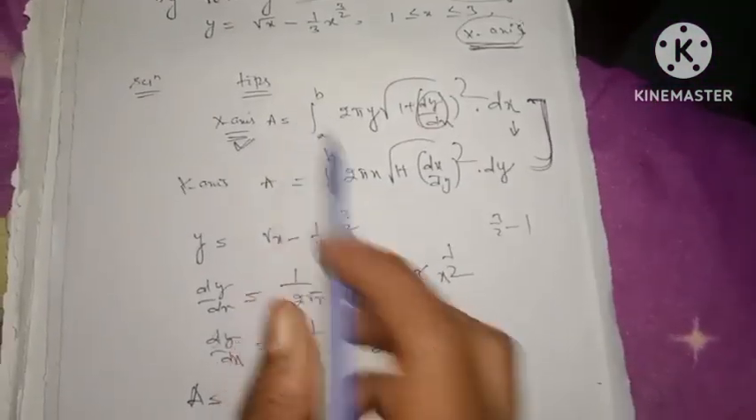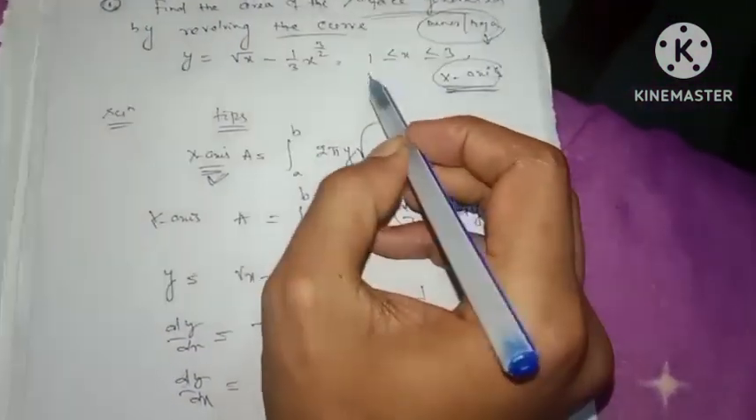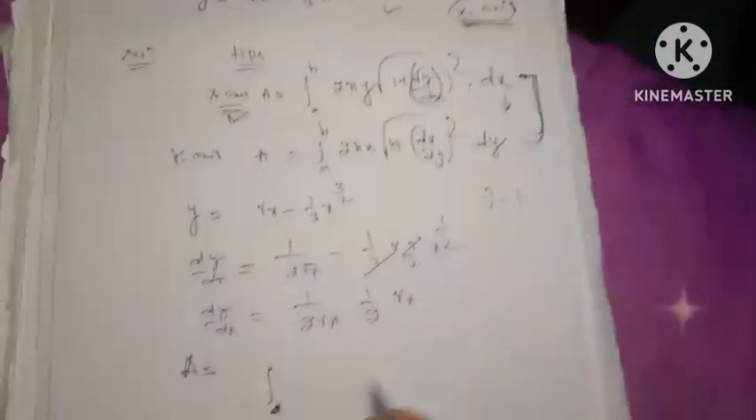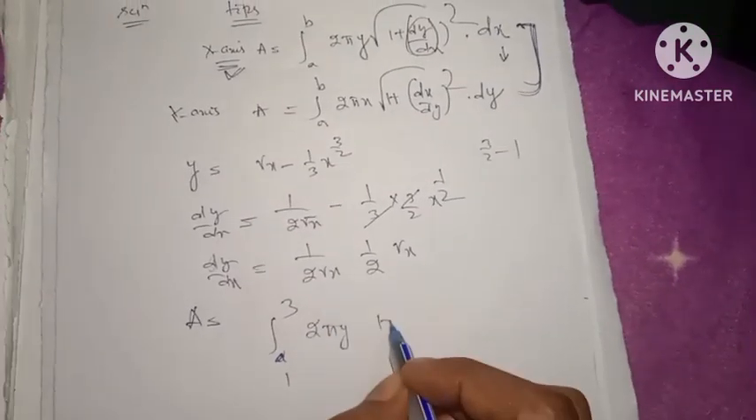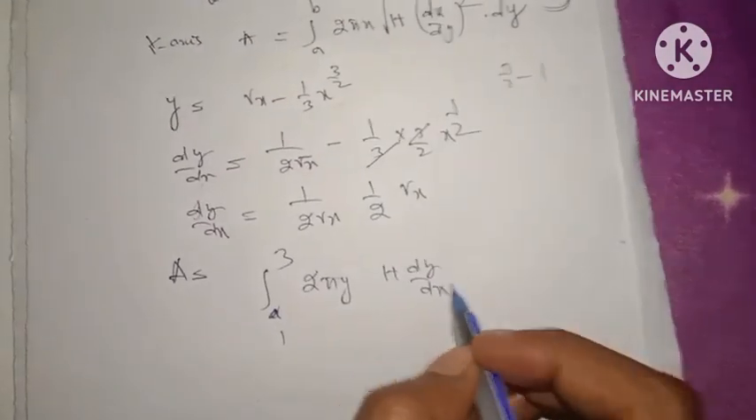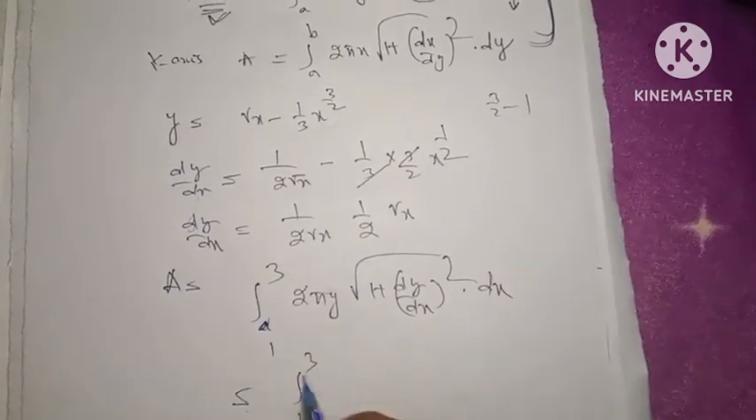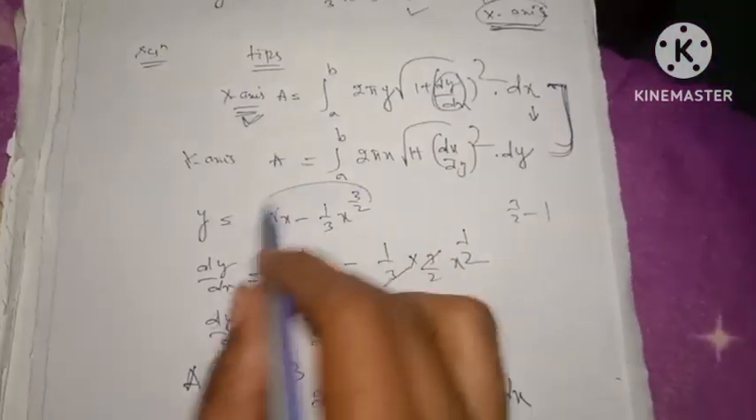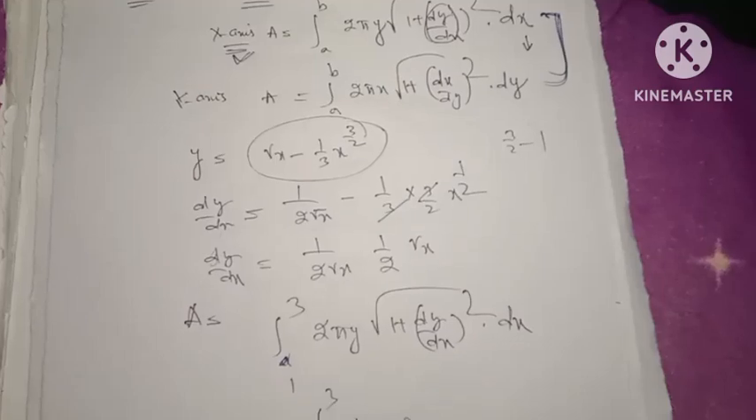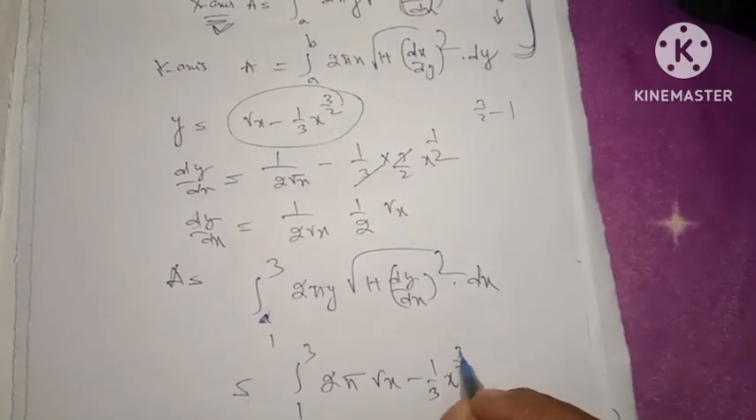What is the formula for area? Area equals integration from a to b. The lower limit is 1 and the upper limit is 3. So integration from 1 to 3 of 2 pi y times the square root of 1 plus (dy by dx) squared, with respect to dx. So integration 1 to 3, then 2 pi y. What is the value of y? y is root x minus 1 by 3 x to the power 3 by 2.